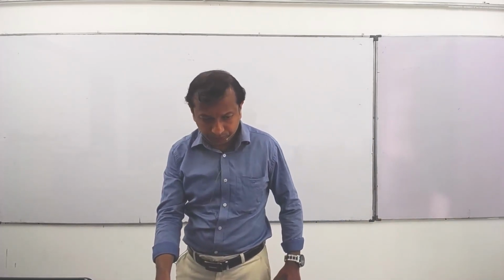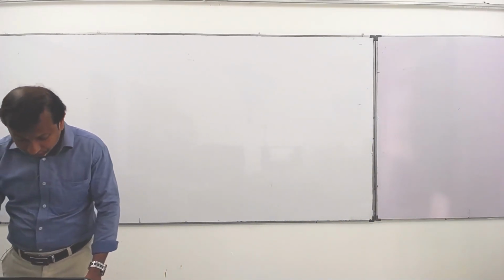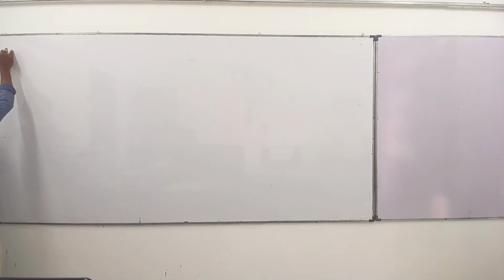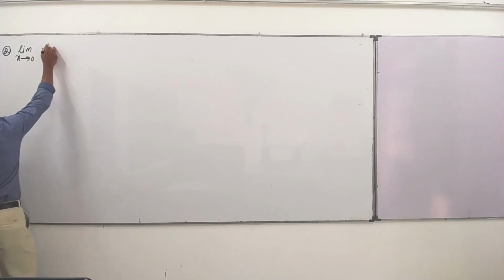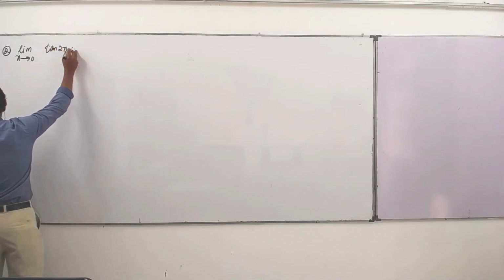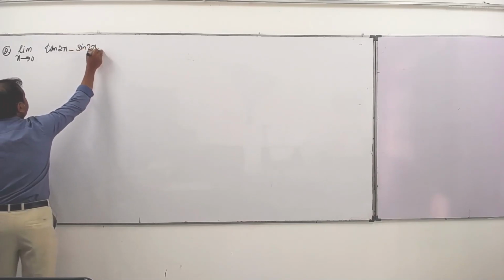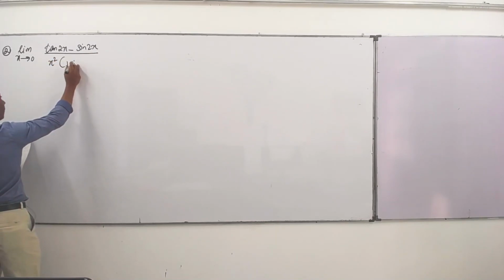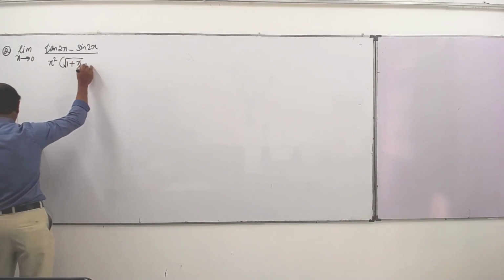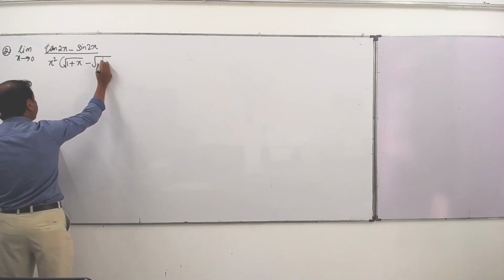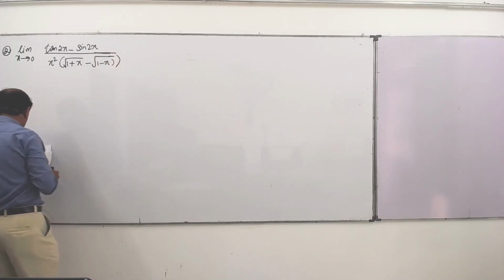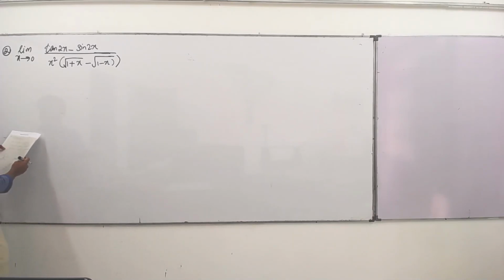It is the limit as x going to 0 of (tan 2x minus sin 2x) divided by x squared times (root of 1 plus x minus root of 1 minus x). Right. Okay. Now we can write this one.